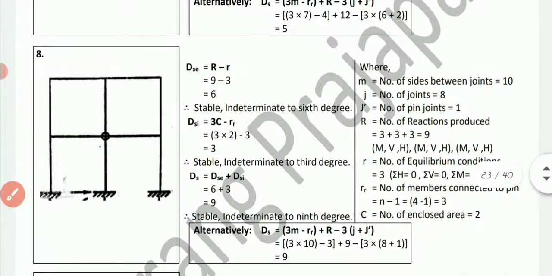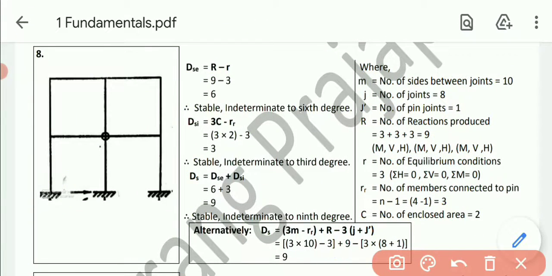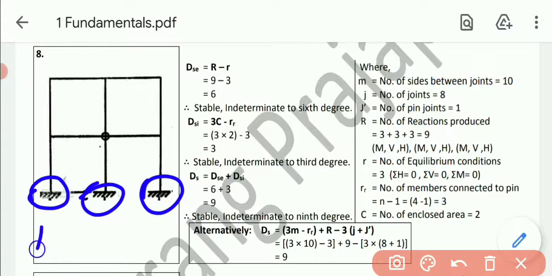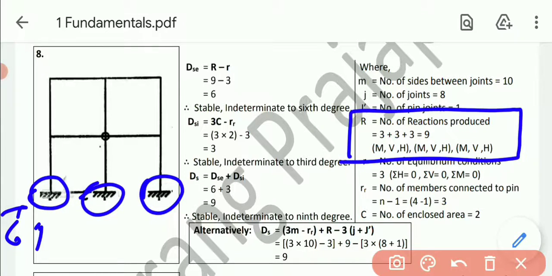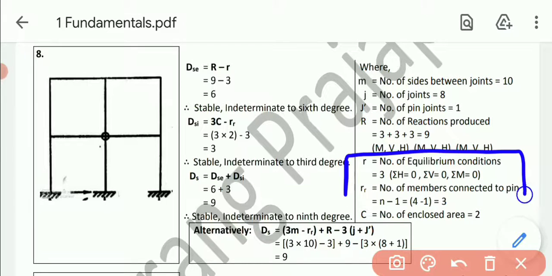Now next one, example number 8. In this one the same thing will be there. First of all, capital R: all are fixed supports, so each will produce 3 reactions, moment, vertical and horizontal. So 3 times 3, capital R will be 3 plus 3 plus 3, that is 9. Small r, the number of equilibrium conditions, is always 3.